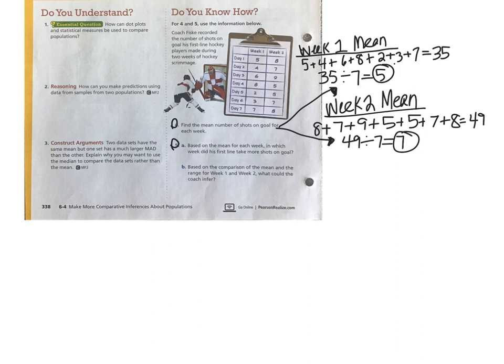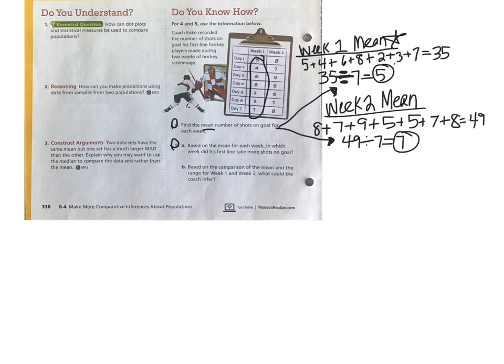Week 1, day 1, they had 5 shots on goal. Week 1, day 2, 4 shots. Day 3, 6 shots. Then 8, 2, 3, and 7 for the remaining days of the week. To find the mean, remember you have to add up all of those values and divide by 7 because there are 7 pieces of data. And that's what we did right here. So the mean is 35 divided by 7, or 5.